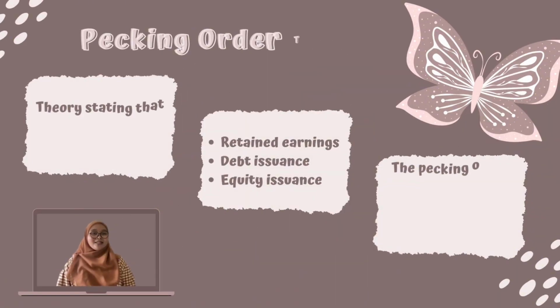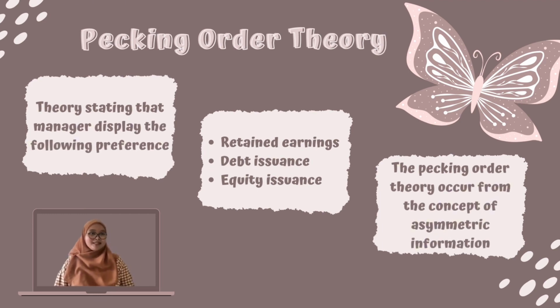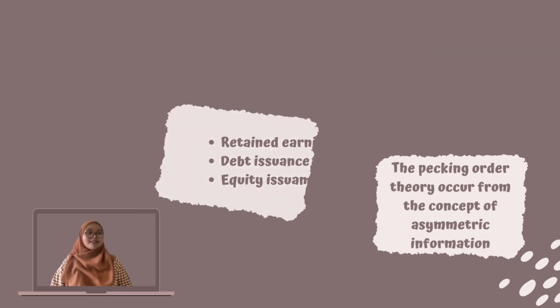The pecking order theory, also called the pecking order model, relates to a company's capital structure. The theory states that managers display the following preference of sources to fund investment opportunities: first, the company's retained earnings, followed by debt, and choosing equity financing as a last resort. The pecking order theory arises from the concept of asymmetric information, also known as information failure, when one party possesses better information than another party, which causes uneven interaction power.